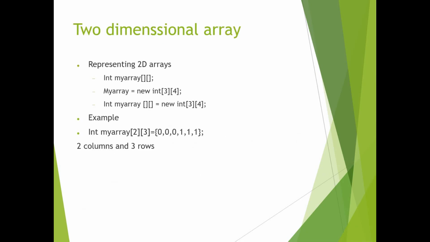Sample program is there. So how to represent the two-dimensional array? We have a two-dimensional array also, which has rows and columns. So this one has 3 rows and 4 columns. And this is an integer array with 2 rows and 3 columns.